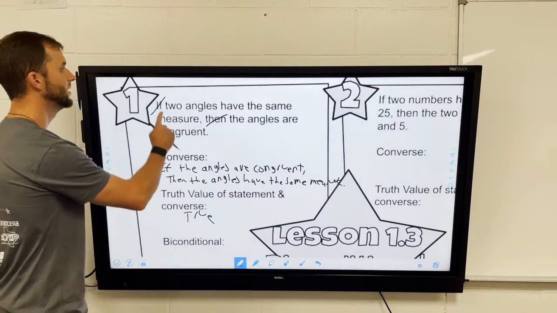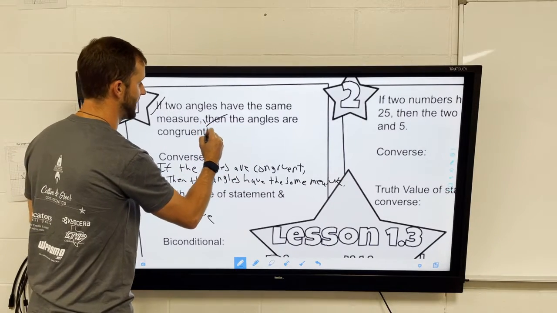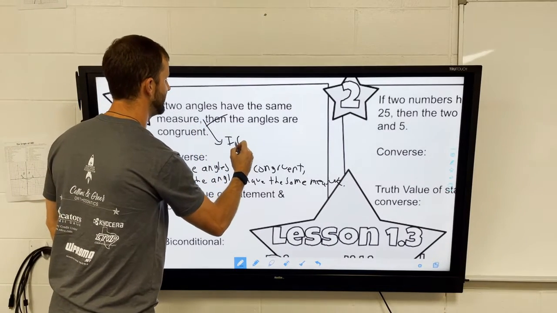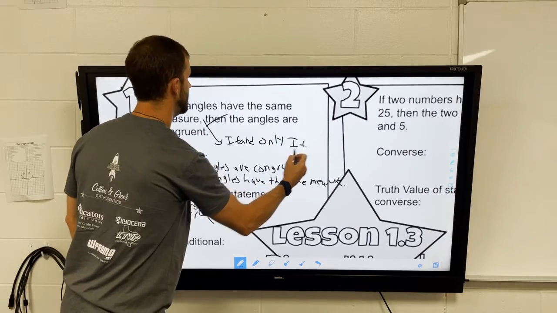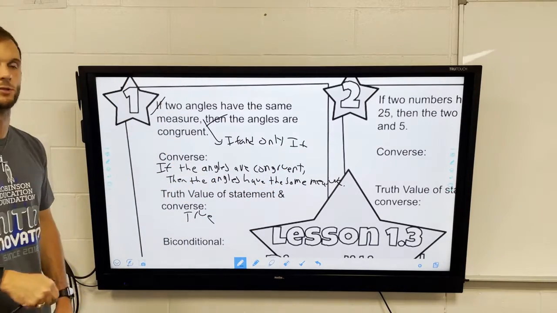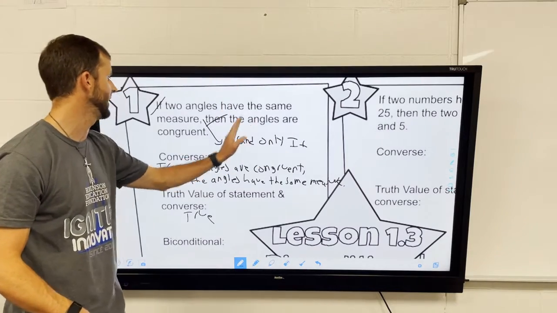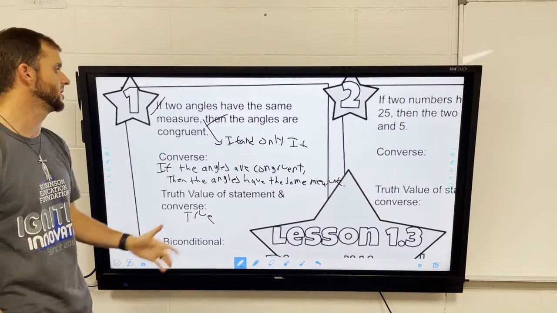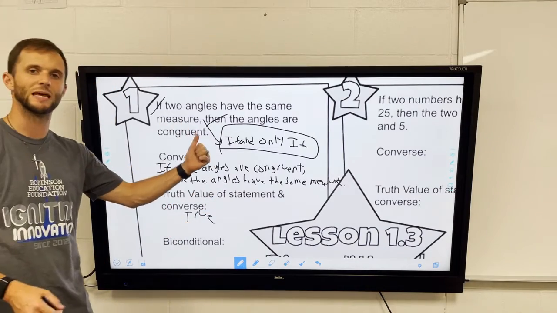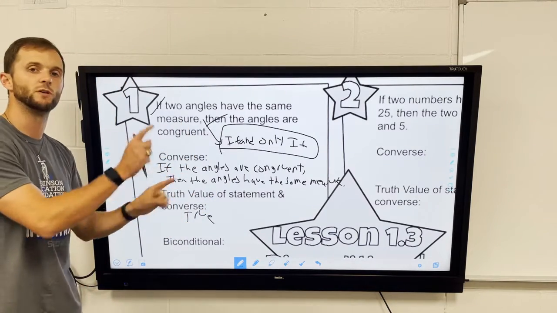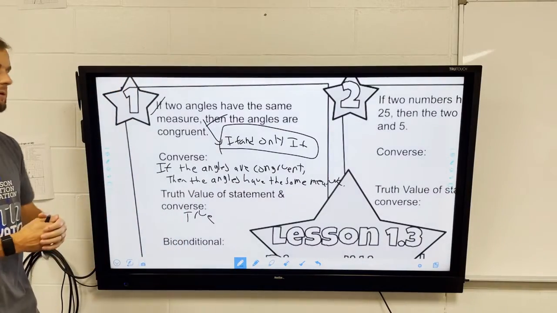So it should read, two angles have the same measure, and right here in this little spot you're going to write if and only if the angles are congruent. So it should read, two angles have the same measure if and only if the angles are congruent. So ladies and gentlemen, this is what makes it a biconditional, whenever the conditional statement and the converse, when you flip it, are both true statements. Okay? Let's jump over to example number two.